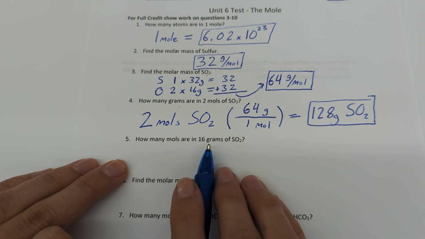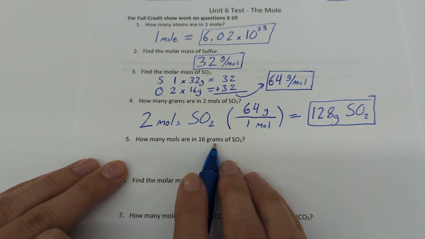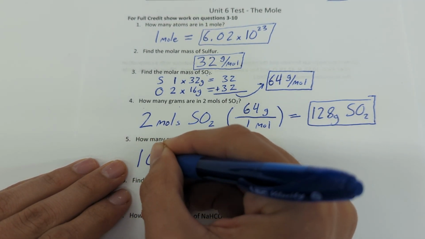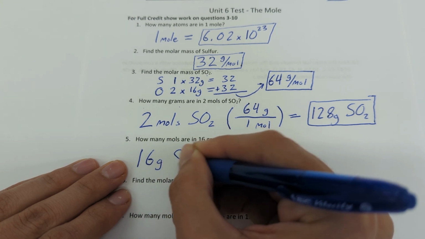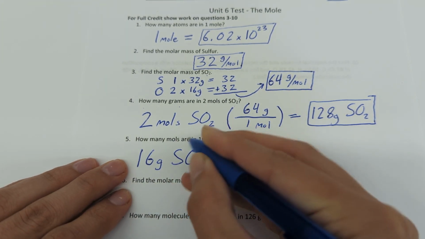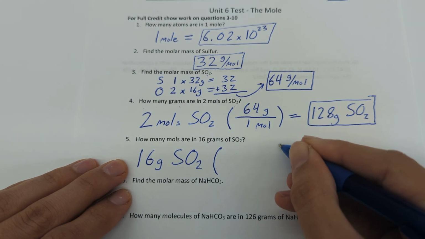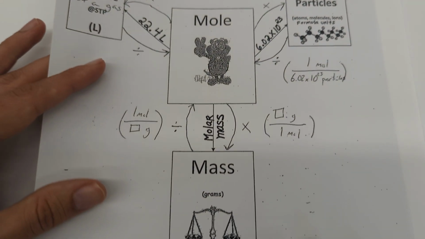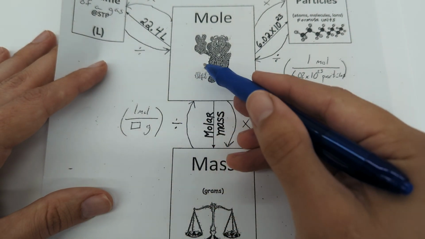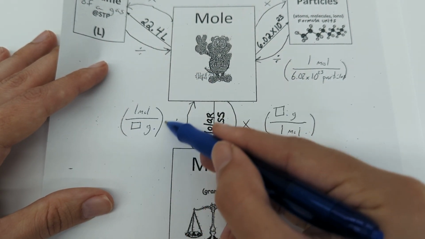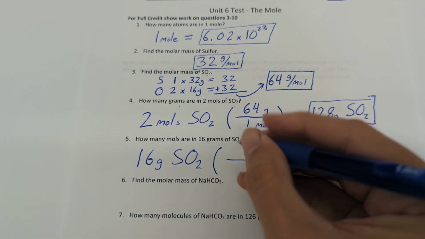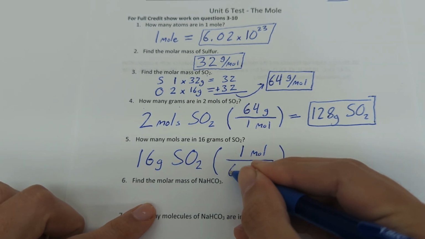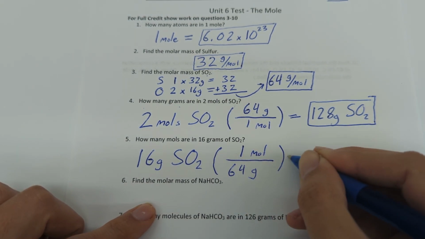This next question is also a conversion question. So how many moles are in 16 grams of SO2? So again, whatever number we're given, we start out with that 16 grams SO2, and I'm trying to go to moles. So let's take a look at what conversion we have to do. So again, starting at grams, going to moles, we got to use our molar mass, and here's our conversion factor this time. So 1 mole on top, because that's what we're trying to get to. And our molar mass was 64 grams.